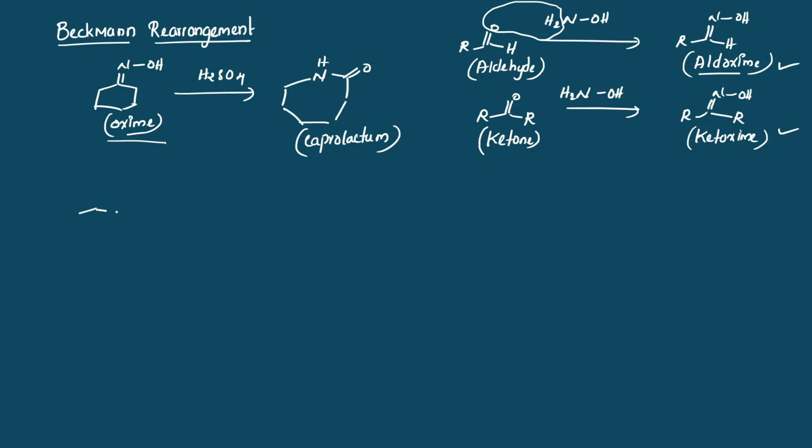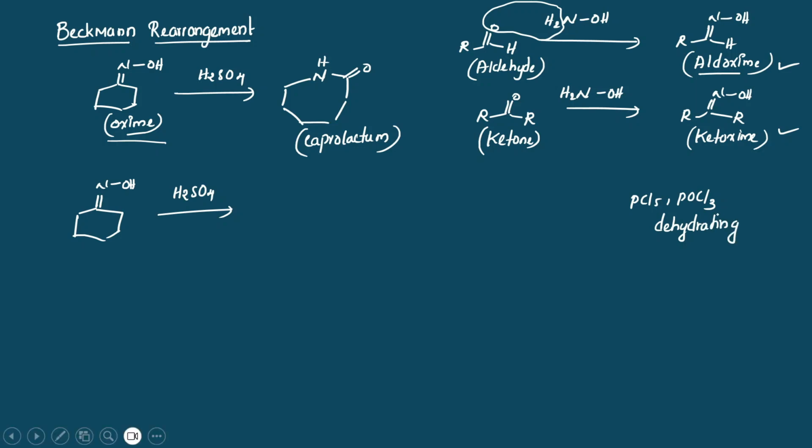So if you have an oxime, and you have a dehydrating agent, for example sulfuric acid, or you can even have PCl5 or POCl3, they are dehydrating agents. This means that they can remove water. The first thing is that you are converting this OH group into a better leaving group by treating it with a dehydrating agent, right? So you have the acid here, and the acid will protonate this OH.